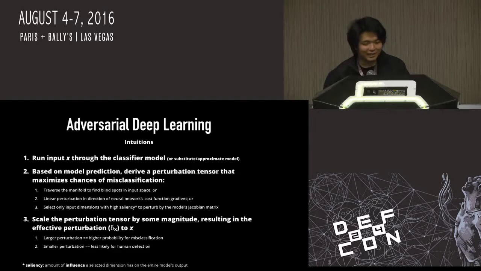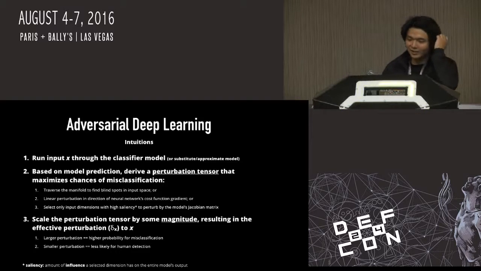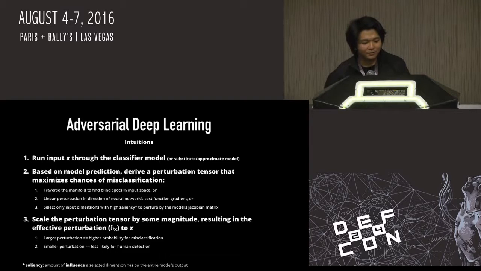So how did I generate images like that? The intuition is just three steps. The first thing is you have to run the input through a classifier model, then based on the model prediction, derive a tensor, a vector, a matrix that maximizes the chances of misclassification. You can do this in three methods that we'll touch on a bit later. And then you scale the perturbation tensor by some magnitude, resulting in a perturbation, which is the noisy image that you add to your original image, and then use it as an adversarial image. So that will result in an image that tricks classifiers, but not humans. And obviously, if you scale the perturbation tensor by a larger magnitude, you have a higher chance of tricking classifiers, but then you also have a higher chance of the human detecting that this looks weird.